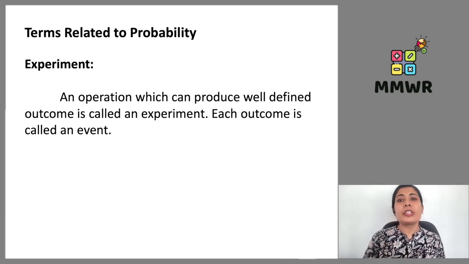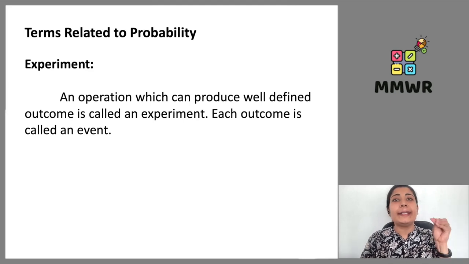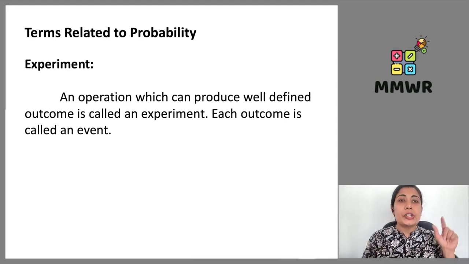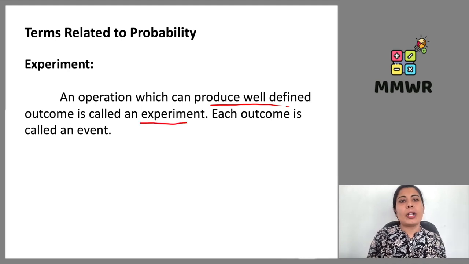So an operation which can produce well defined outcomes, the outcomes will be well defined. It will not be like कि ये तो possible ही नहीं था और ये कैसे हो गया, right? It will not be that way. So an operation which can produce well defined outcomes will be called an experiment.